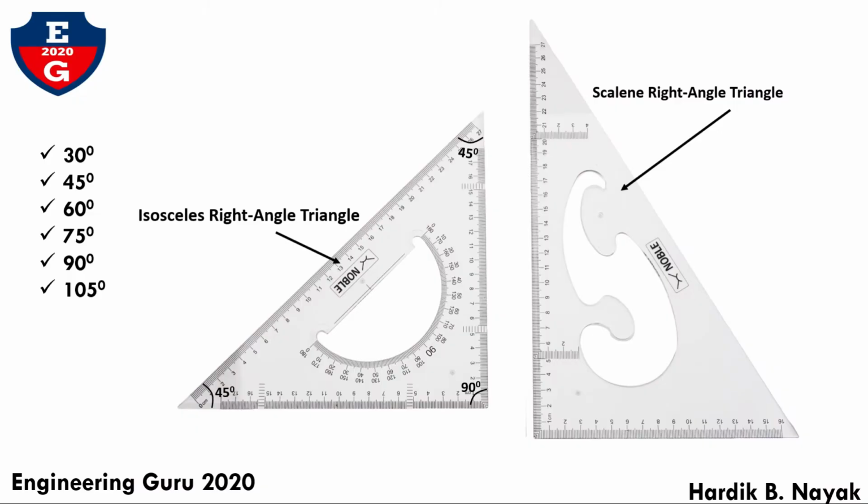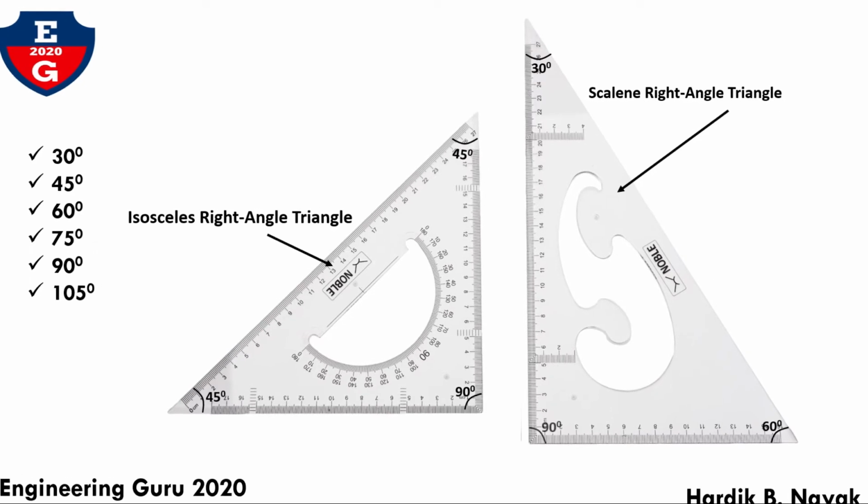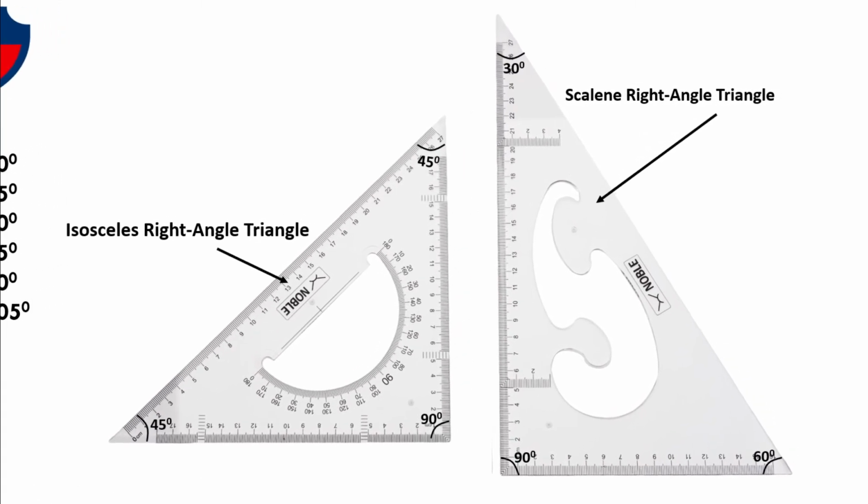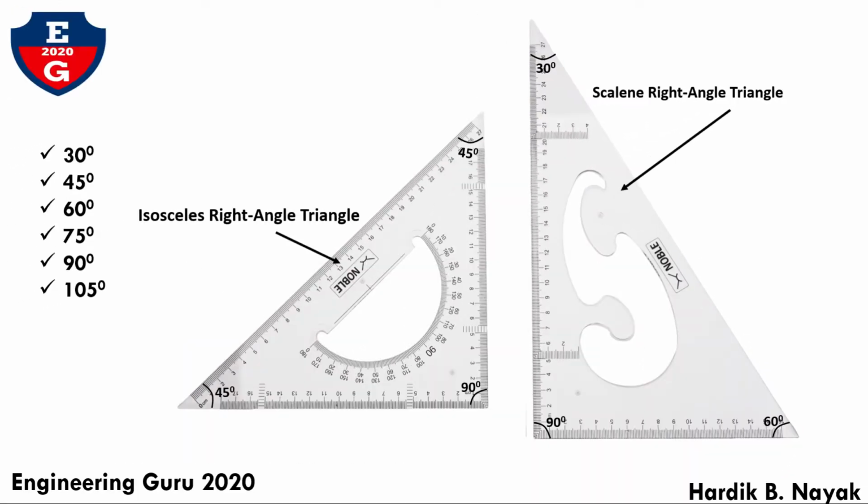has equal sides with the angle containing 90 degree, while the other has angles measuring 30 degree, 60 degree and 90 degree and has unequal sides. An angle measuring 45 degree can be drawn using the first set square, while angles measuring 30 degree and 60 degree can be drawn using the other one. Angles measuring 75 degree and 105 degree have to be drawn using both the set squares together. Let's see the construction of some angles using set squares.